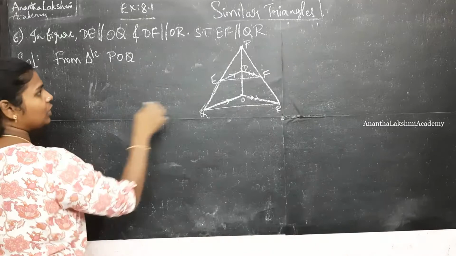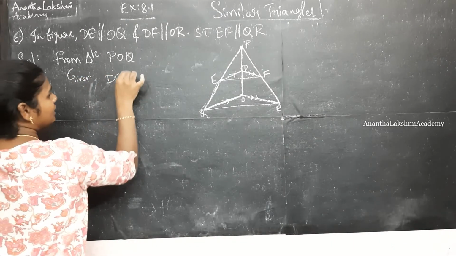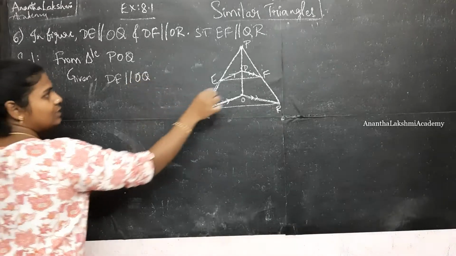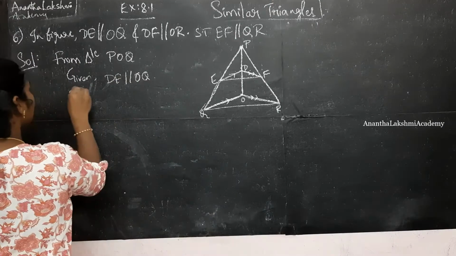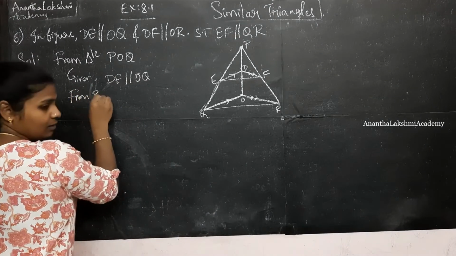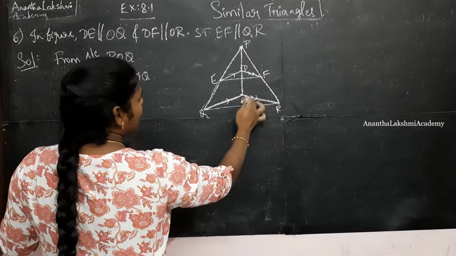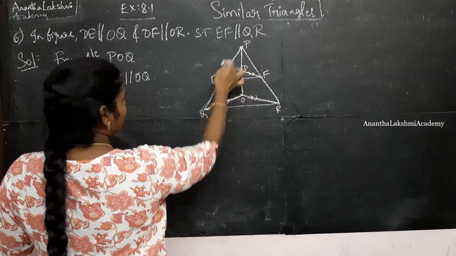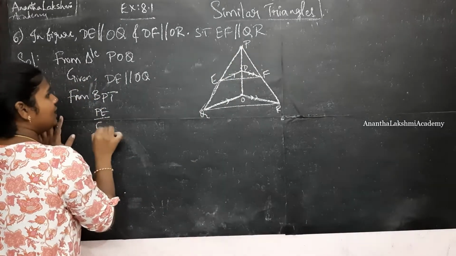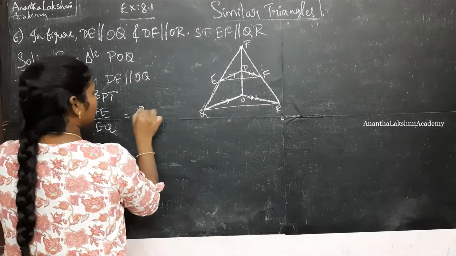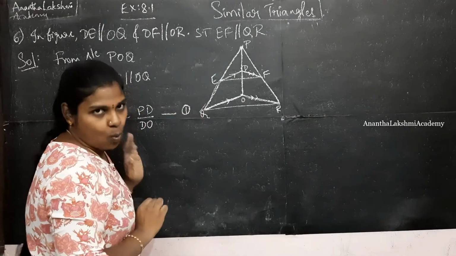Okay, POQ given, DE is parallel to OQ. When a line is parallel to one of the sides of a triangle, from basic proportionality theorem, what do we have? From basic proportionality theorem, we have PD by DO is equal to PE by EQ, isn't it? PE by EQ is equal to PD by DO. Let us name this as equation 1.